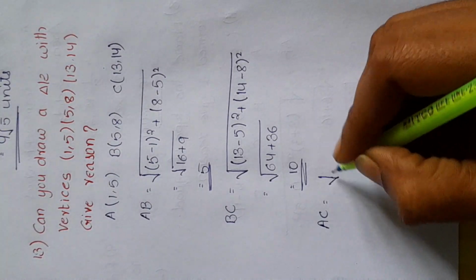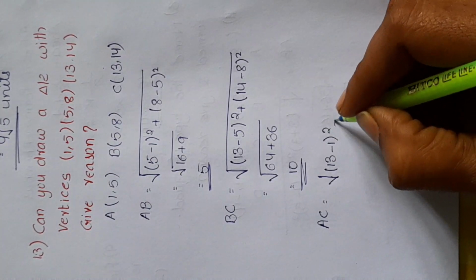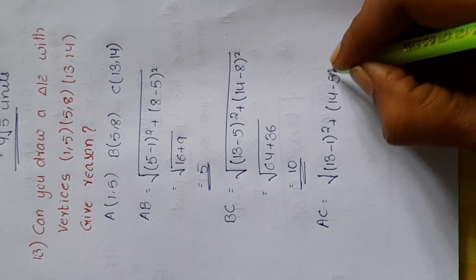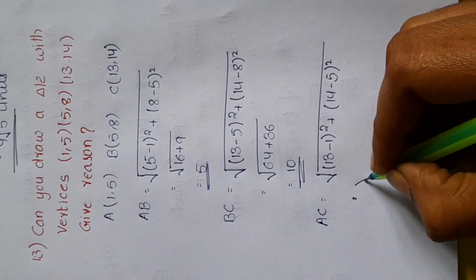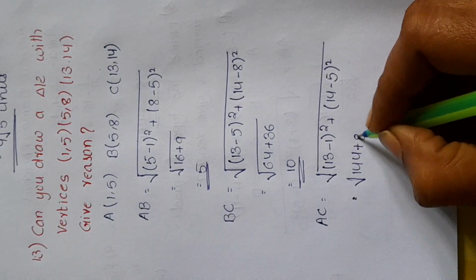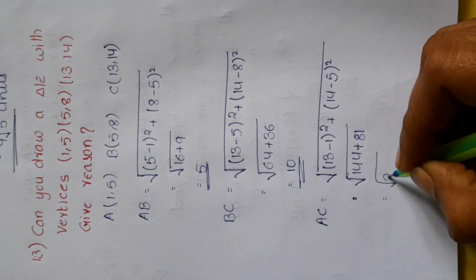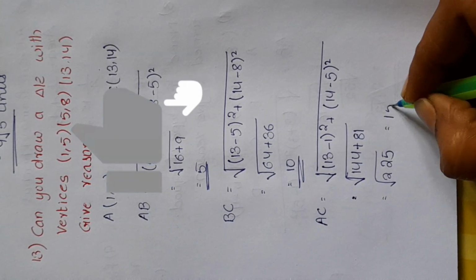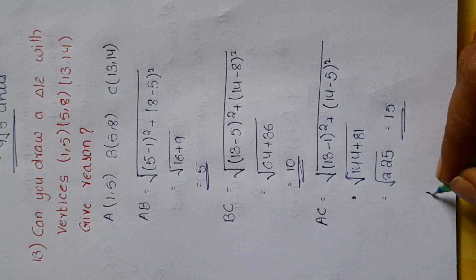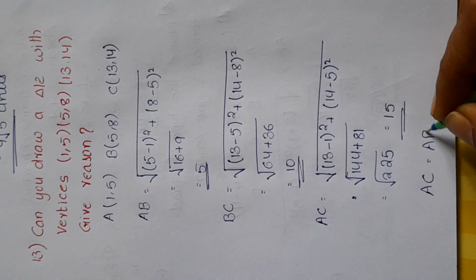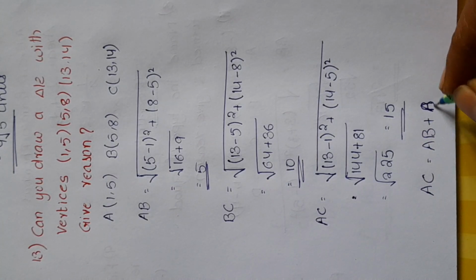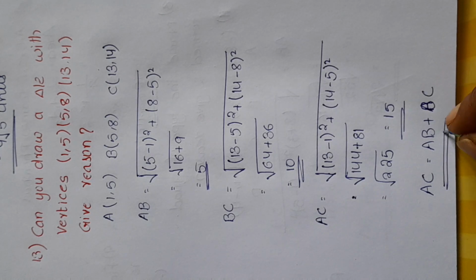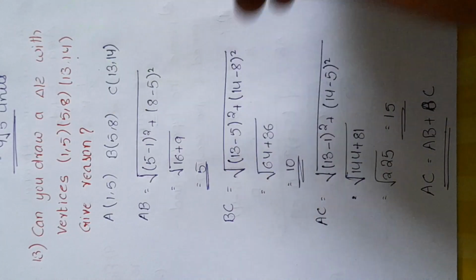AC value is root of (13 minus 1) whole square plus (14 minus 5) whole square, which is equal to root of 144 plus 81, which is equal to root of 225, that is 15. Hence we got AC is equal to AB plus BC. That is, the 3 points are collinear. So these 3 points don't form a triangle.